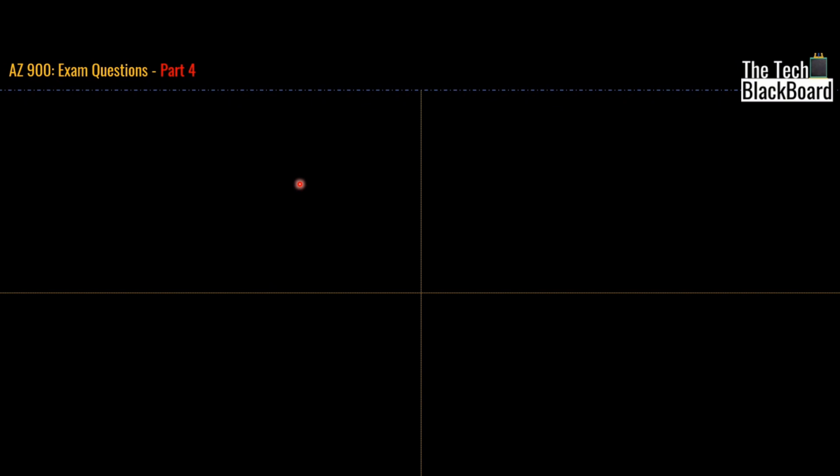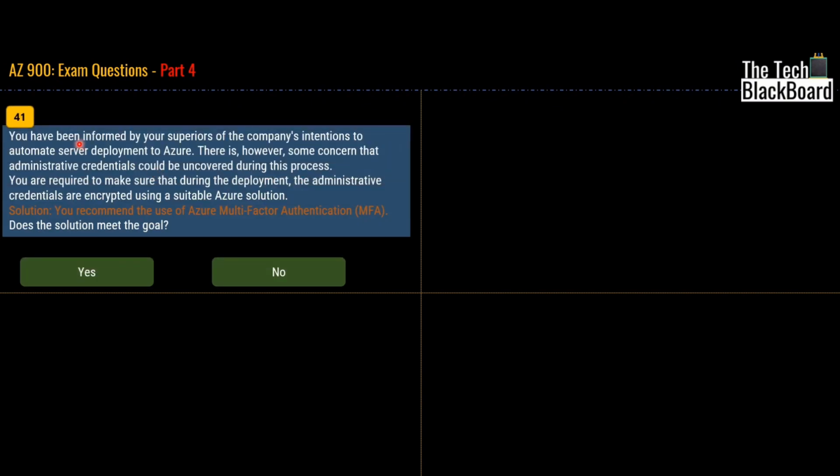So let's begin with question number 41. The question says that you have been informed by your superiors of the company's intention to automate the server deployment to Azure. There is, however, some concern that administrative credentials could be uncovered during this process. You are required to make sure that during the deployment, the administrative credentials are encrypted using a suitable Azure solution. The solution given here is that you recommend the use of Azure Multi-Factor Authentication, or MFA. Now we have to tell whether Azure Multi-Factor Authentication solves this business problem.